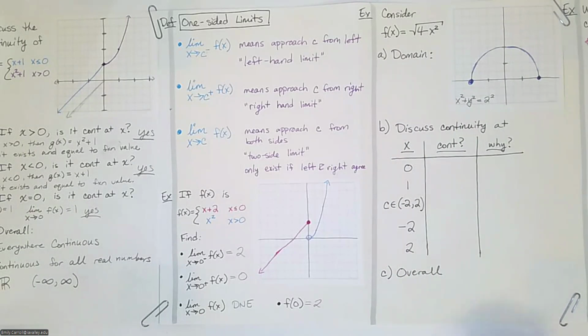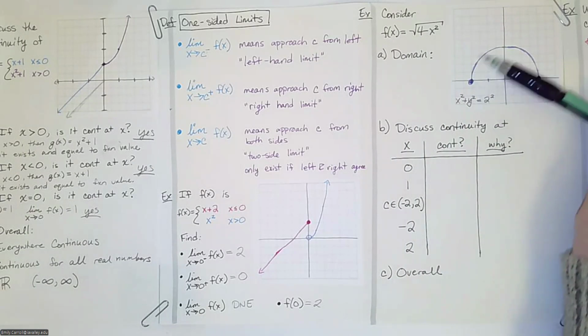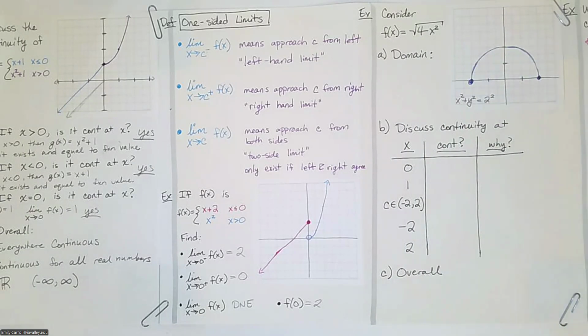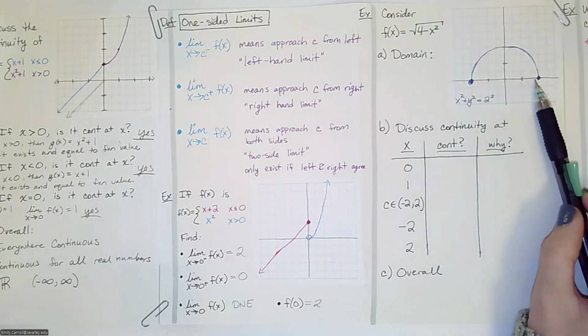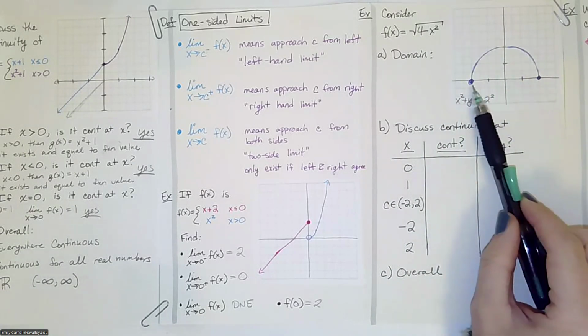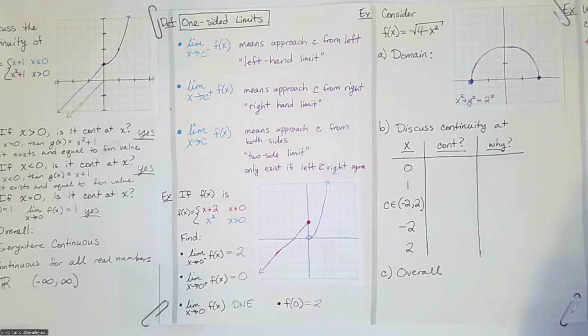Okay, so what is the domain of this function as presented here? Just the top half of a circle of radius 2. Visually, we can see that the domain goes from -2 up to +2, and it is defined at plus and minus 2, so that will be included in our domain.